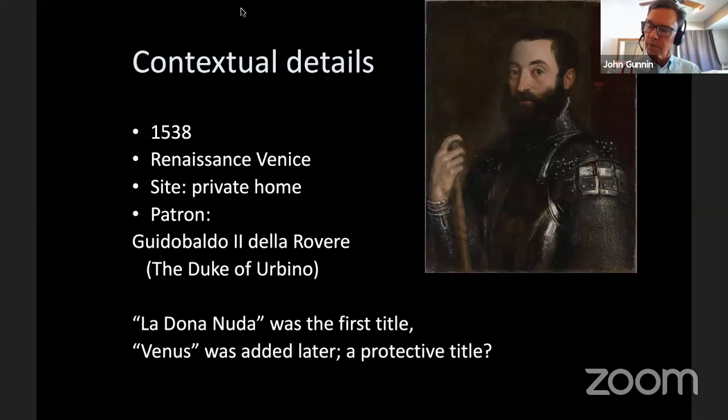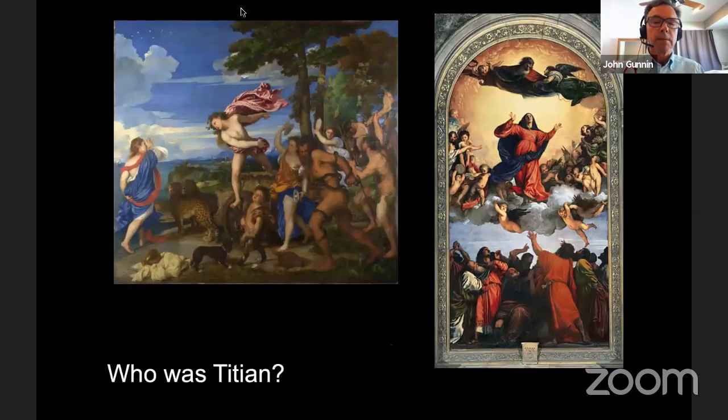And the original name wasn't even called Venus. It was the nude woman. But as we know, the title Venus was sort of a kind of clothing for nude women in art, a sort of way to have them be acceptable.